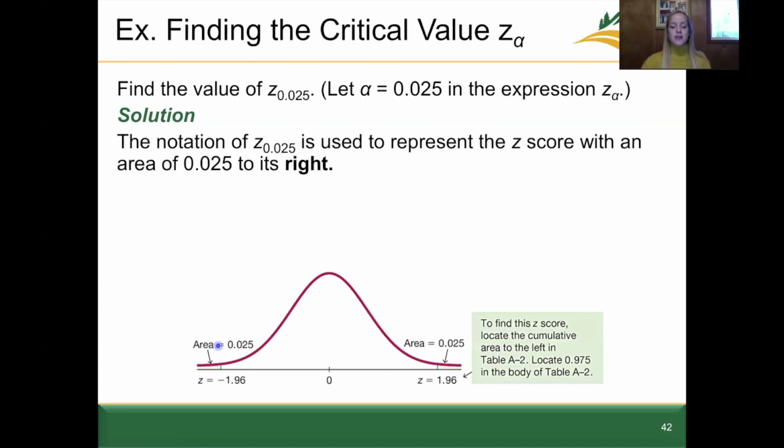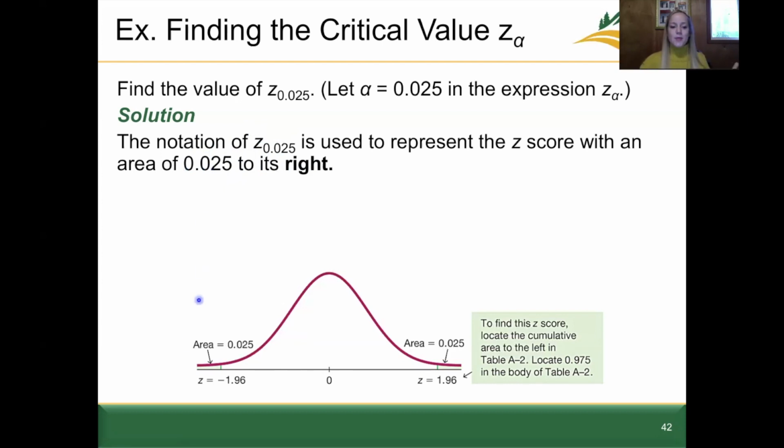So here's our notation again, z subscript alpha, where alpha is 0.025. We want to know the corresponding z-score when we have an alpha, or an area value, of 0.025 to the right. We know that with Excel and with our table A2, we need to consider areas to the left. So how do we solve for this? If this is the area to the right, then what would the area to the left be equal to?